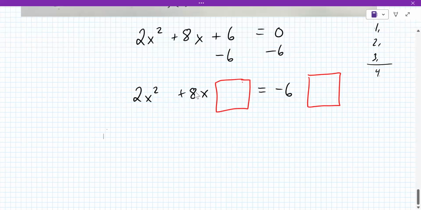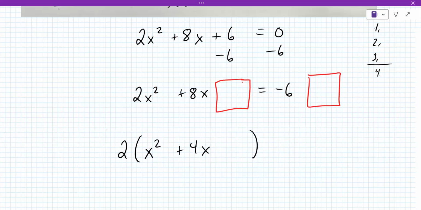We don't just take half of this number, and the reason is because there's a 2 here. So what I do is I show it this way where I factor out a 2 from everything, including that number that we don't have. But now what you have inside here is just like what we've been doing. Like, you know how to complete the square with this.